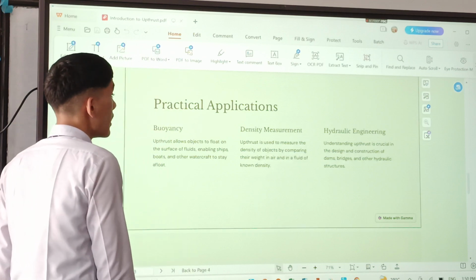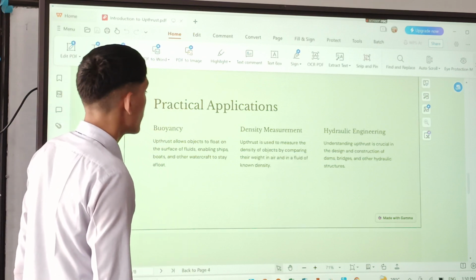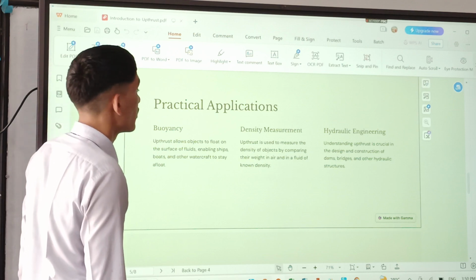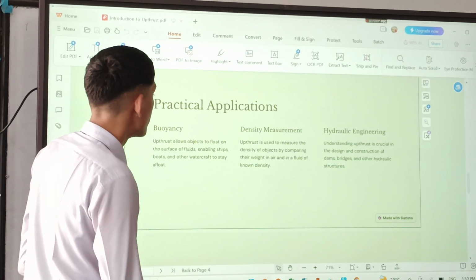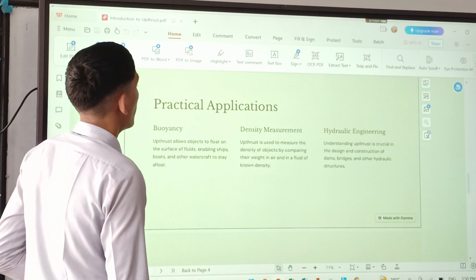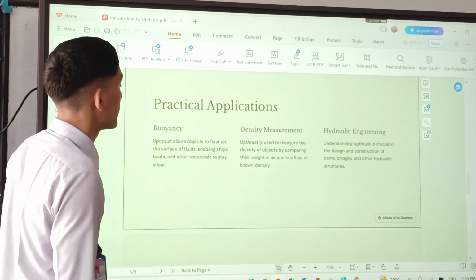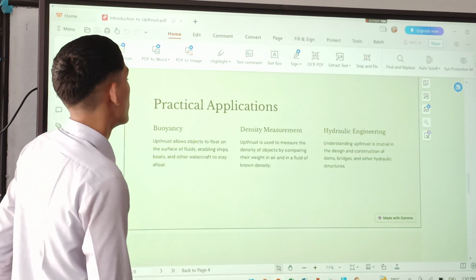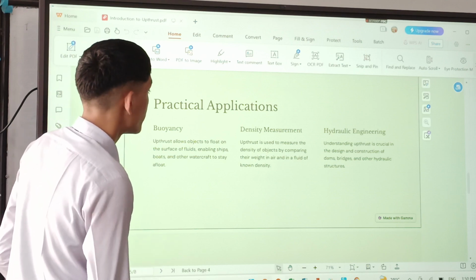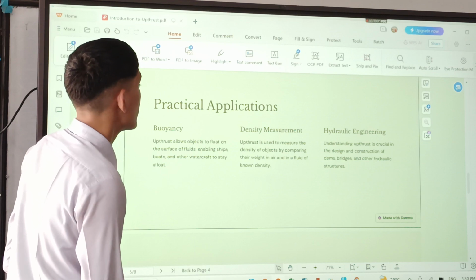Density measurement. Upthrust is used to measure the density of an object by comparing its weight in air and in a fluid of known density. Upthrust is also used to measure the density of objects by comparing their weight in air.